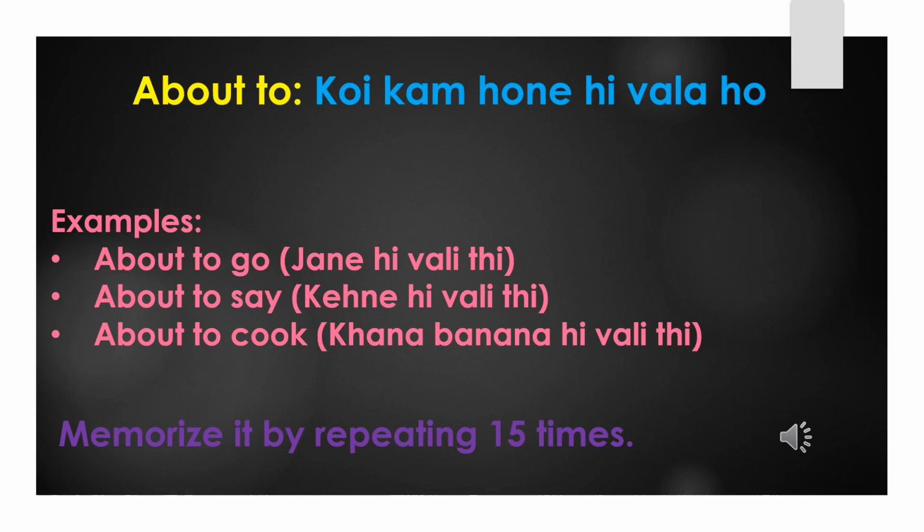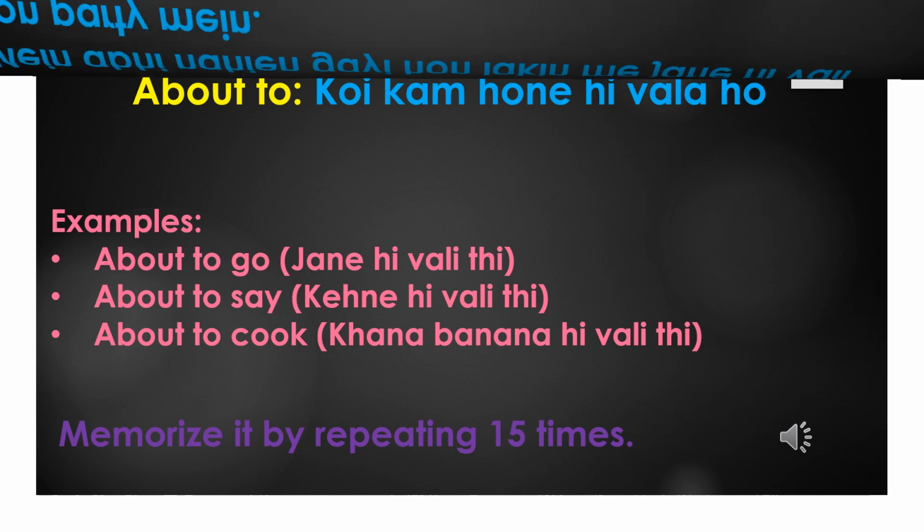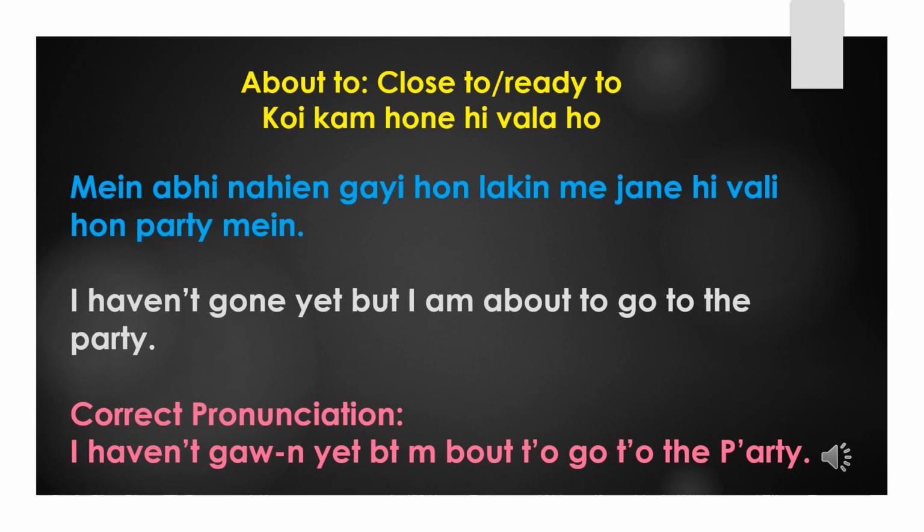जैसे कि here we have some examples. About to go, जाने ही वाली थी. About to say, कहने ही वाली थी. About to cook, खाना बनाने ही वाली थी. Here we have one more example. मैं अभी नहीं गई हूँ लेकिन मैं जाने ही वाली हूँ पार्टी में. I haven't gone yet, but I'm about to go to the party. And correct pronunciation will be like I haven't gone yet, but I'm about to go to the party.